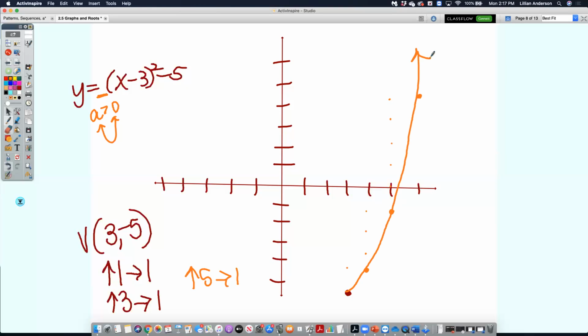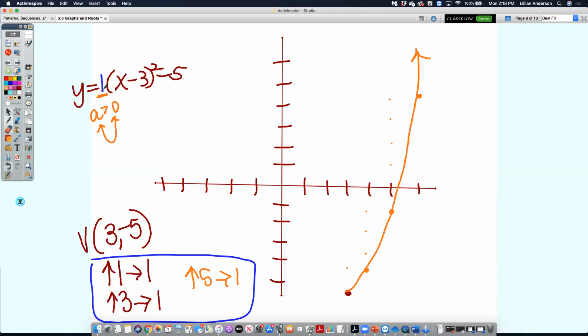Yes? I don't really understand how you got the point. Okay, so this right here is something that we teach in Algebra 2 and also in pre-cal about how to graph a quadratic easier. This is just the pattern of every quadratic that has an a value that's equal to 1.